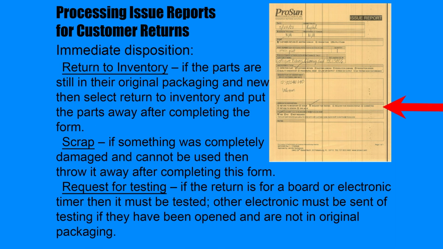Immediate disposition. Select Return to Inventory if the parts are still in their original packaging and new, and put the parts away after completing the form. Select Scrap if something was completely damaged and cannot be used, and it should be thrown away after completing this form. Select Request for Testing.